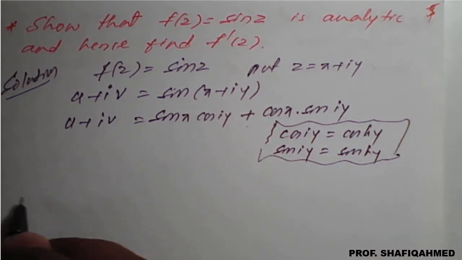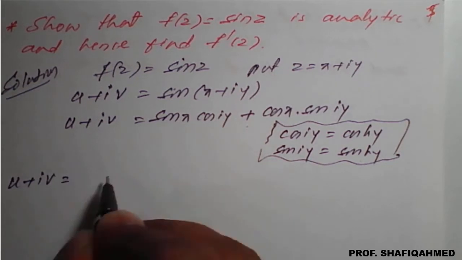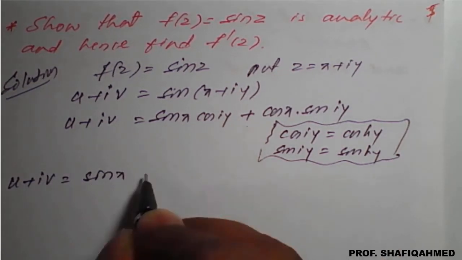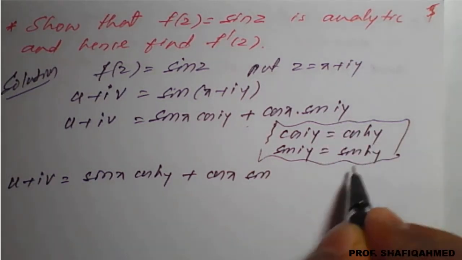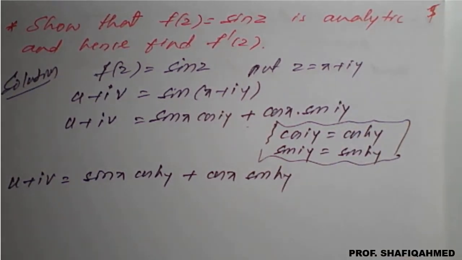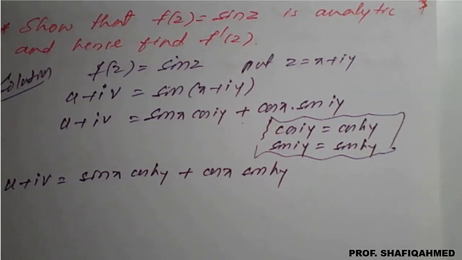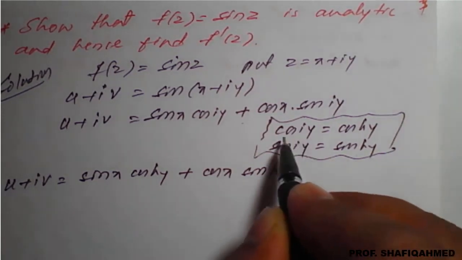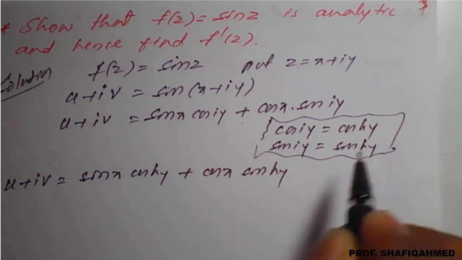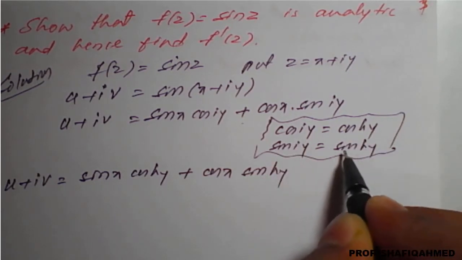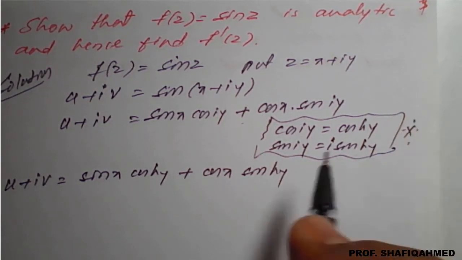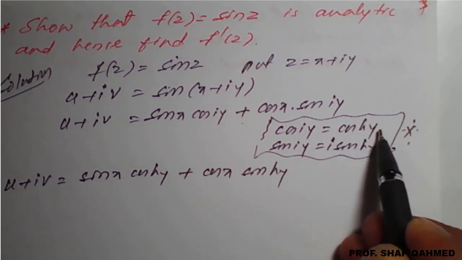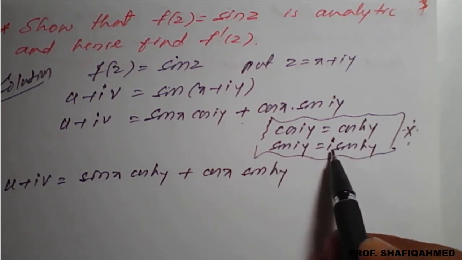Therefore u plus iv will become sin of x into cos iy, which can be written as cos hyperbolic of y, plus cos of x into sin of iy, which will be written as sin hyperbolic of y. But once again I will repeat, cos of iy is cos hyperbolic of y and sin of iy is i times sin hyperbolic of y. This is very important. This point you have to remember. I will repeat, cos of iy is cos hyperbolic of y, but sin of iy is i times sin hyperbolic of y.